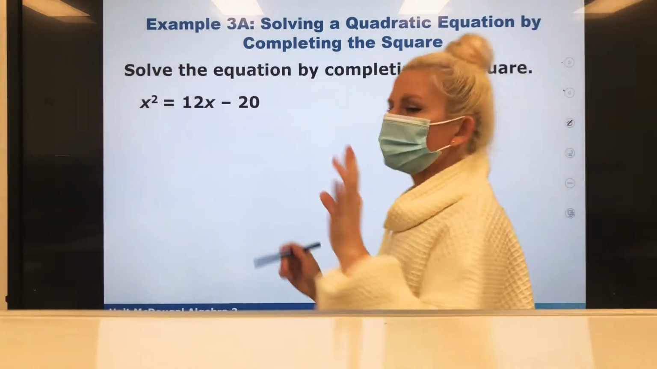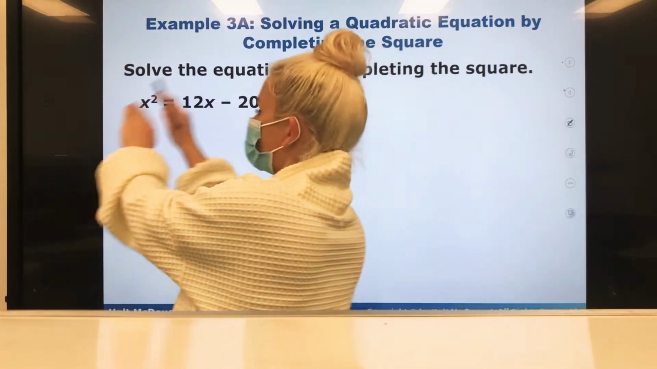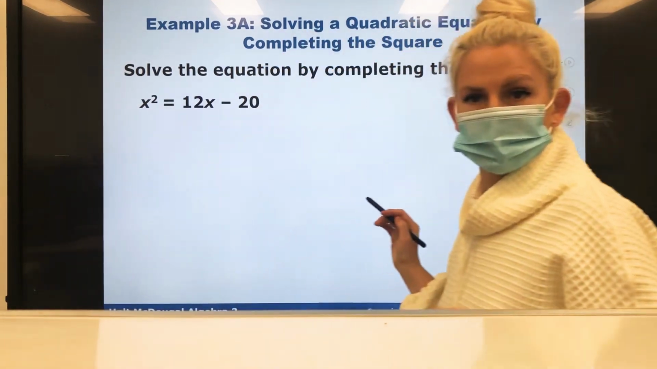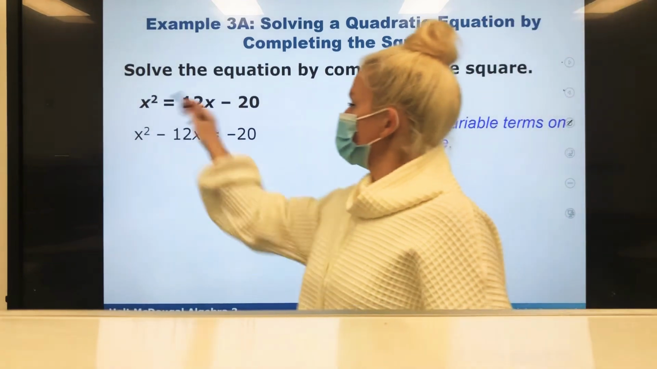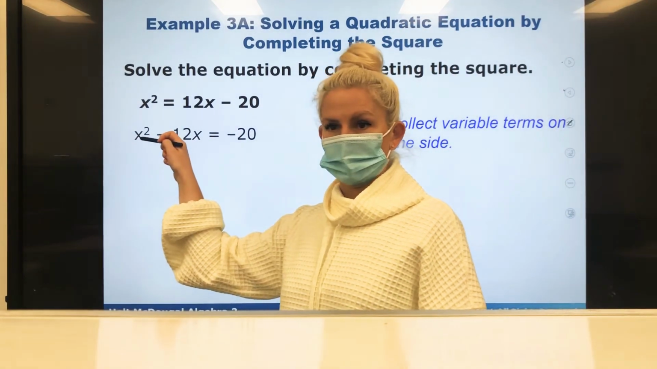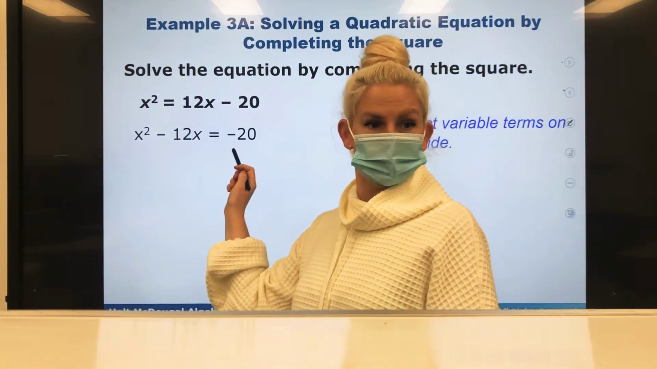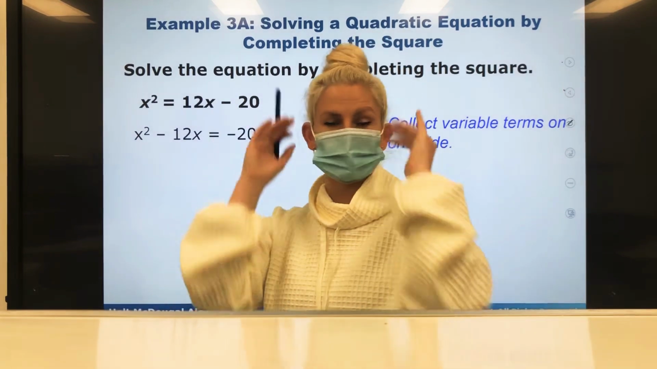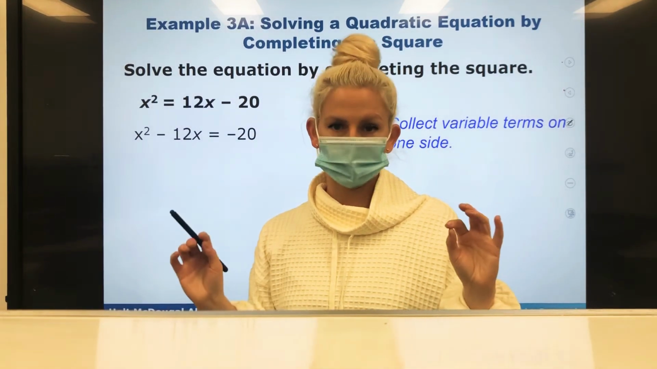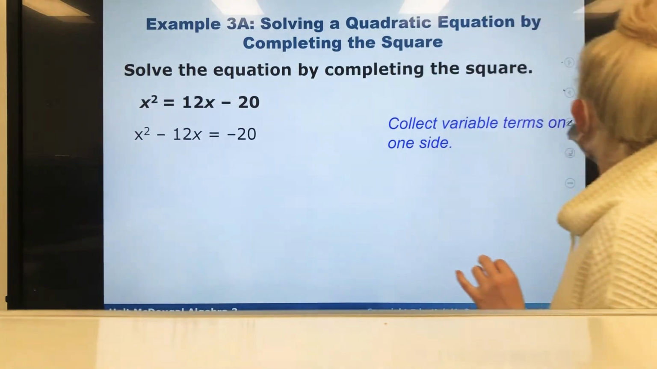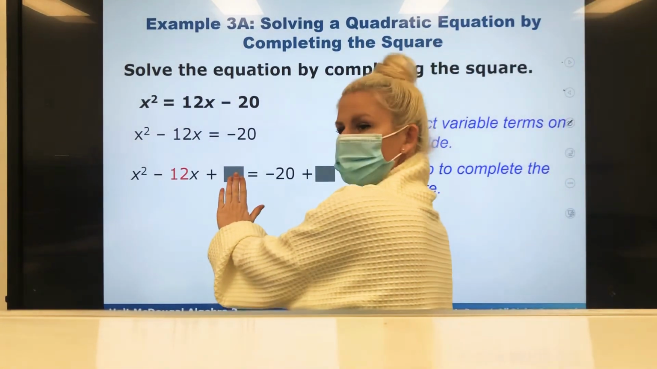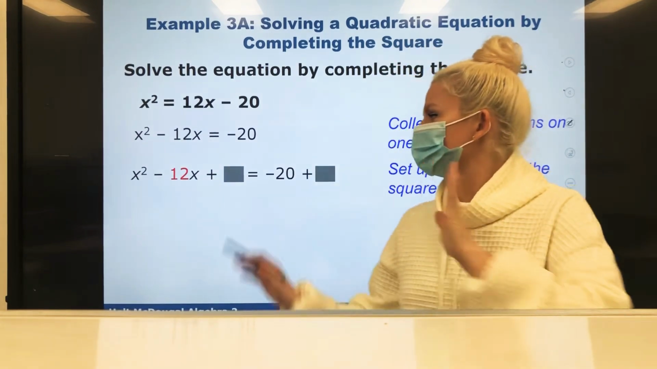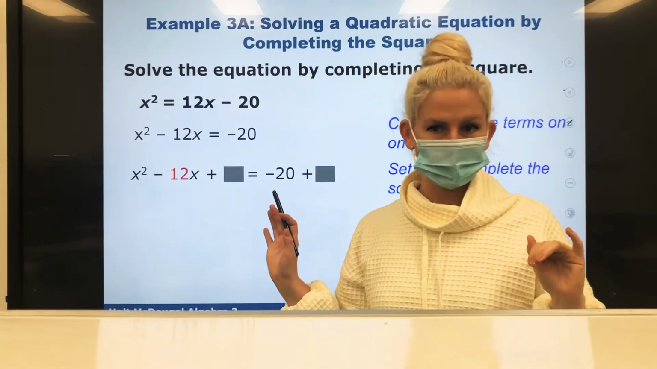The first thing I want to do is get all my x's on one side of the equation. So I'm going to subtract the 12 over to the left side, and then I have the negative 20. That's my first step, which is listed in all the steps that I just showed you. I will post that in Google Classroom. The next thing I want to do is set up a little space here and a little space here, just so I can add what I need to add.